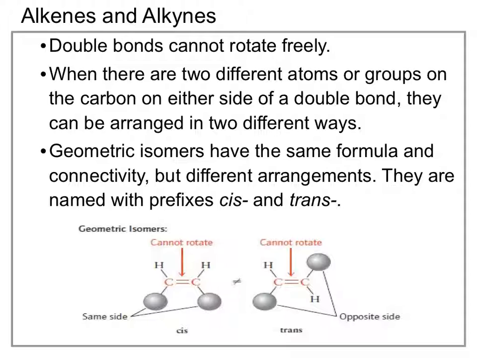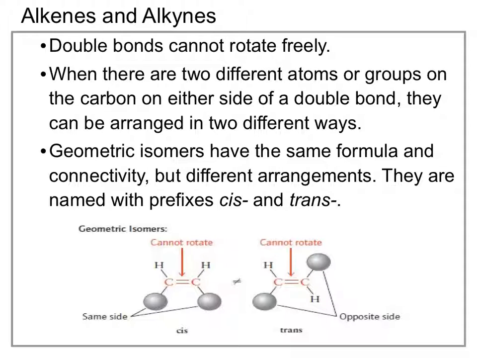As opposed to single bonds, double bonds cannot freely rotate around each other. And so when we have 2 different atoms or groups on the carbon on either side of the double bond, they could be arranged in 2 different ways. As we see here, in each case we have the same chemical formula. We have each carbon connected to 2 hydrogens, then connected to 2 different large groups.